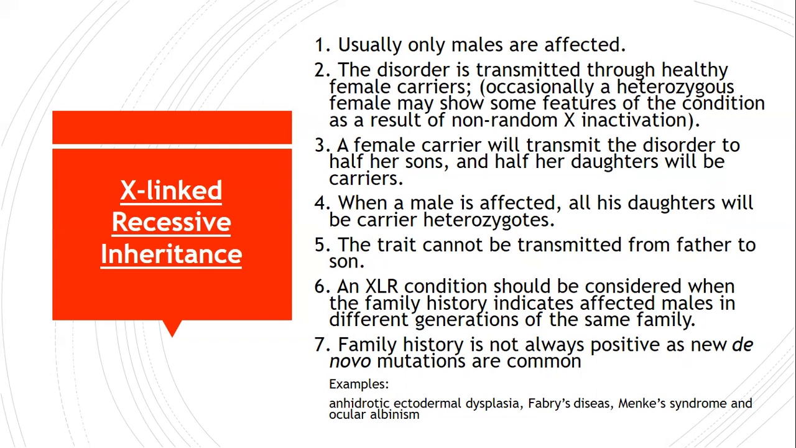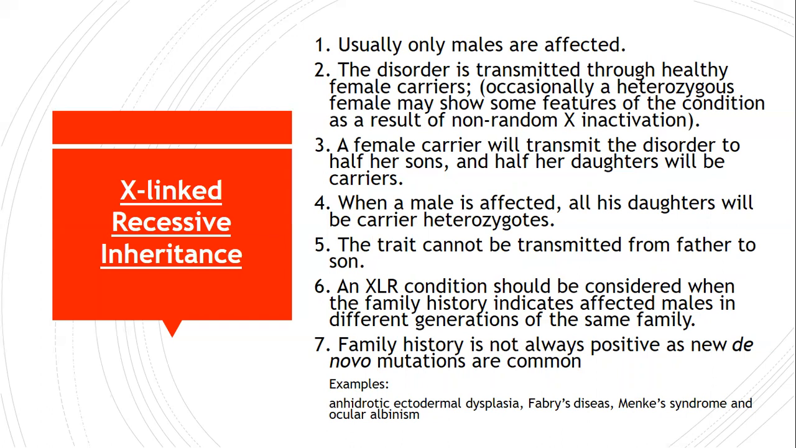A female carrier will transmit the disorder to half of her sons, and half of her daughters will be carriers, since the daughters will be carrying another X chromosome that carries a dominant gene that would be suppressing that phenotypic abnormality. So the daughters will be the carriers. But in males, if they inherit that disorder, there will not be a suppressing allele, so they will manifest the disease.